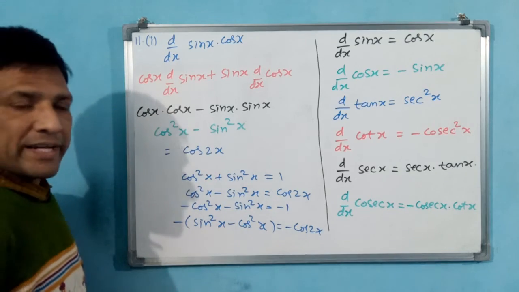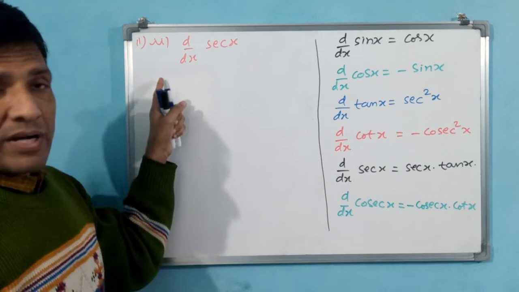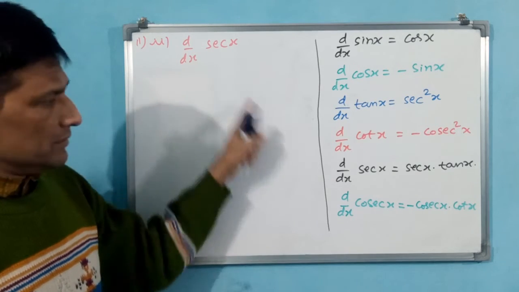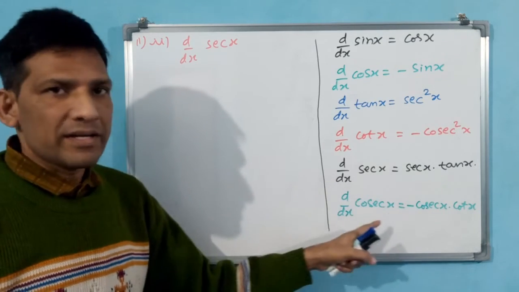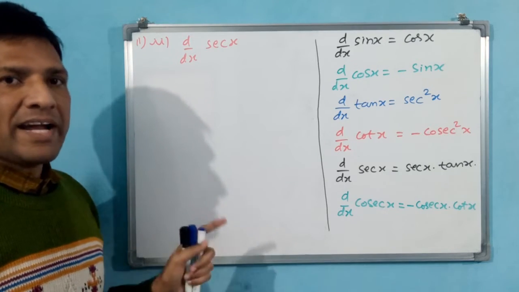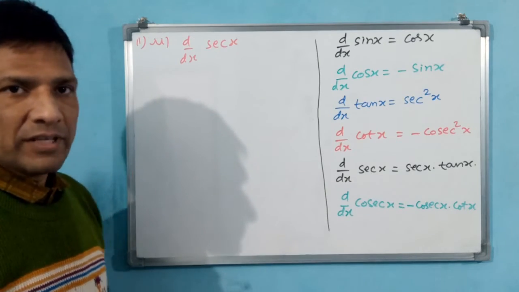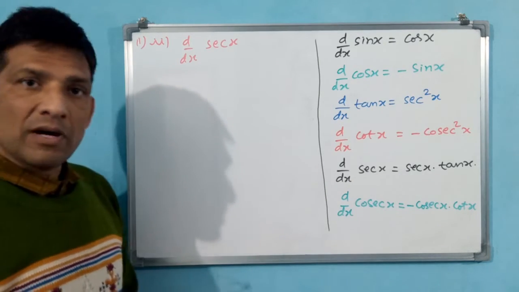Let us go for the second part of this question. See, the second part is d by dx of secant x, which is secant x tan x. Already we have done this in this video only. Please go back, rewind and you see how we have done d by dx of secant x. Okay, let us move on to the third part.